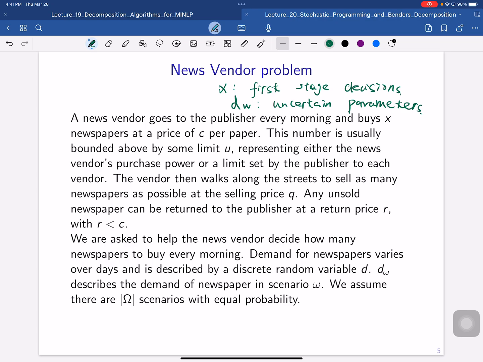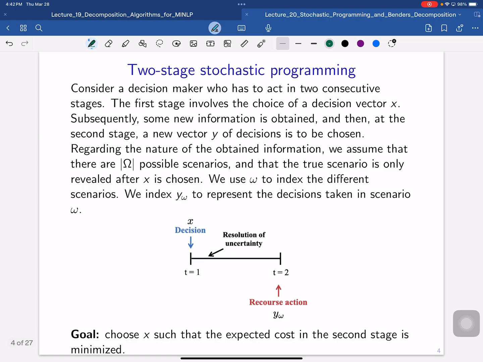Does this application make sense for now? So the idea is that you want to make the decisions X such that on average, you are getting the most profit out of that, or you are minimizing the cost maybe out of this problem. Okay, so just go back to this framework again. X is a first stage decision you make at the beginning, at stage t equals 1, that will be the number of newspapers you get at the beginning. And then it will be followed by the resolution of uncertainty.